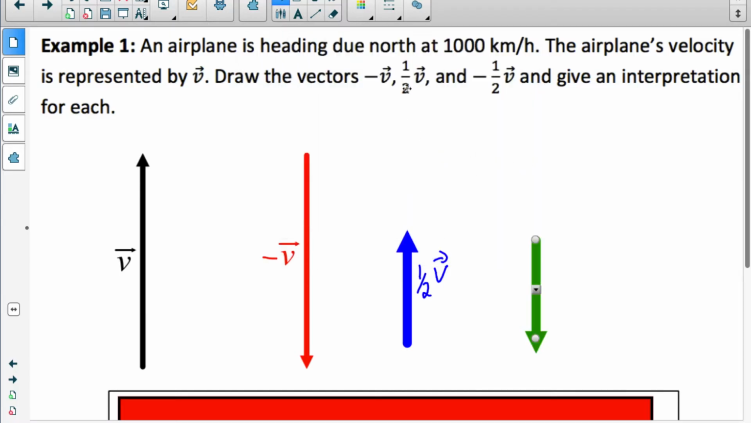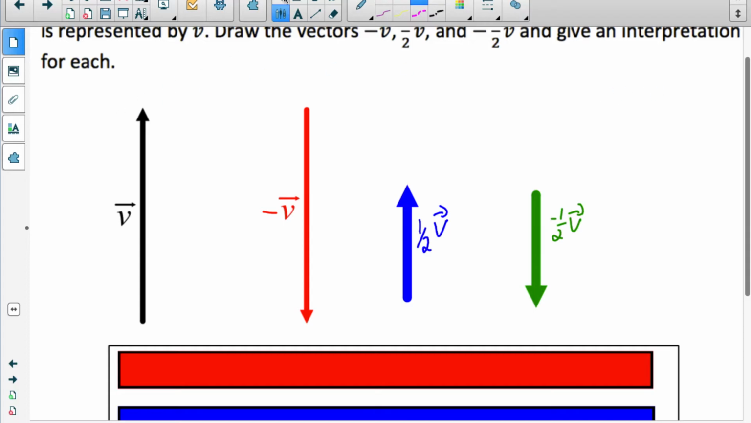And let's color code this one green. We'll call this one negative a half vector v. So notice a positive scalar keeps it in the same direction, a negative scalar makes it go in the opposite direction. And now it says to also give an interpretation for each of these.